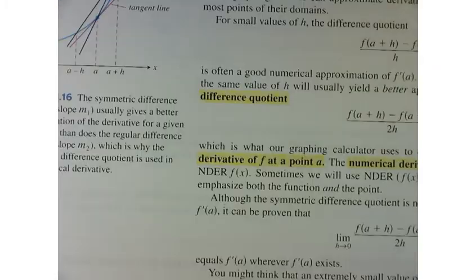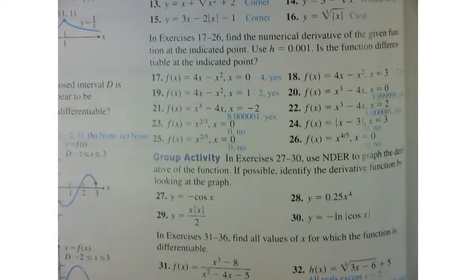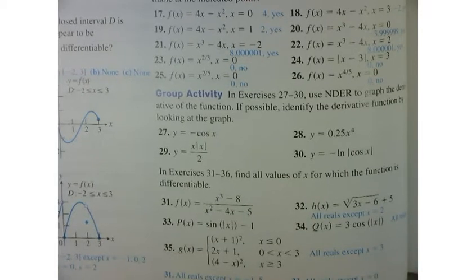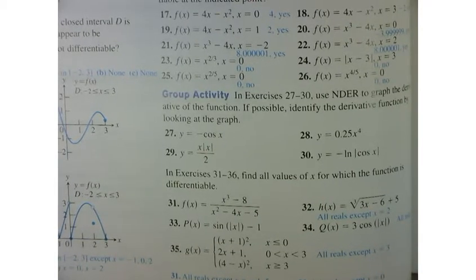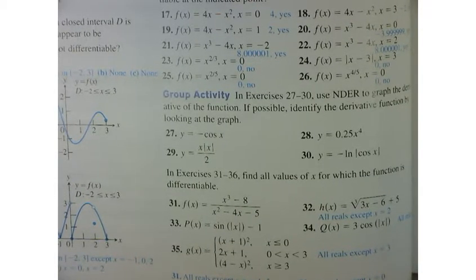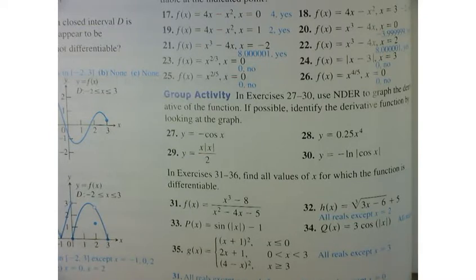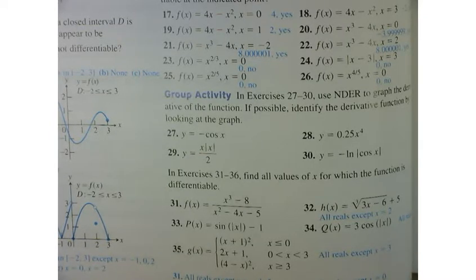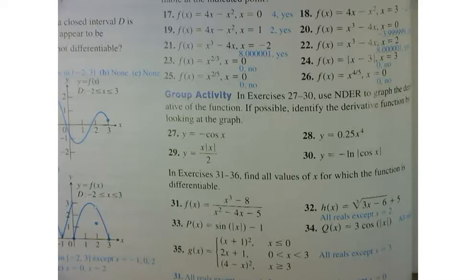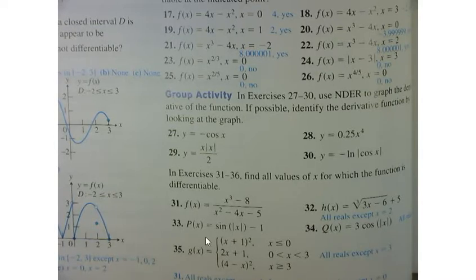So when we go back to problem number 33, I guess what I want to do is I'm just going to graph this function, and then I want to ask myself, do I see a corner? Do I see a cusp? Do I see a jump discontinuity, or possibly a vertical tangent line? So let's just graph it and see.